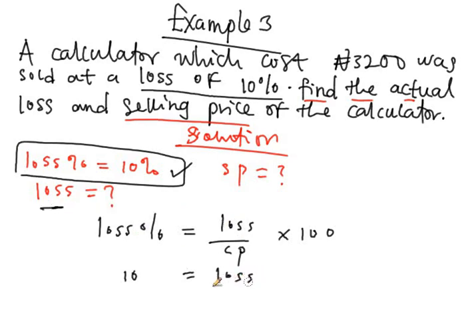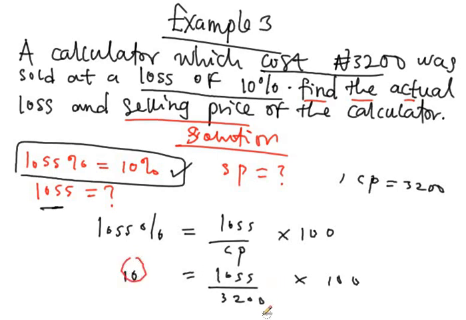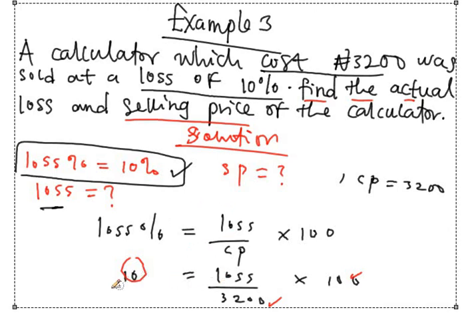So loss over cost price. Do we have cost price? Calculator which costs, so we have our cost price as 3,200 naira, right? That is the cost price. So I'll put it here, 3,200 times 100. So we have everything given. We have the loss percent, we have the cost price, and this 100. So we're looking for loss, right? So let me reduce the screen size so I can have space to solve.